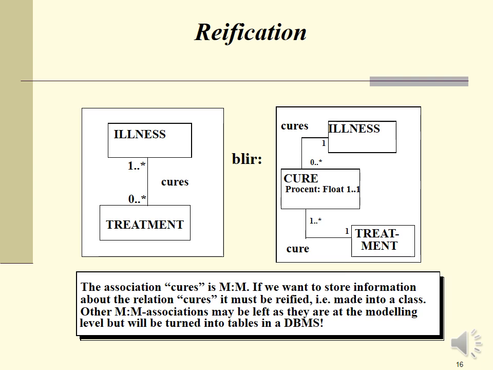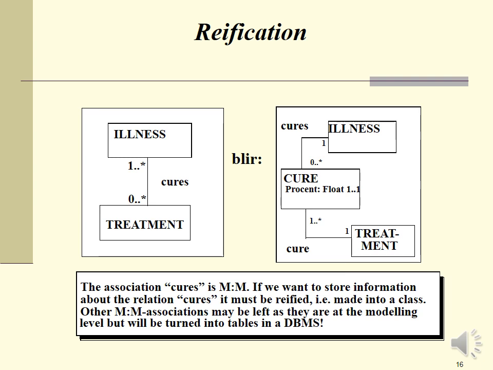Here, as an example, I have two classes, illness and treatment. And a treatment can cure many illnesses, and a treatment, if it is a treatment, must cure at least one illness. An illness, on the other hand, may be incurable, that is, it has a 0 as minimum value in its role. And an illness like influenza can be cured by many different treatments, I hope.